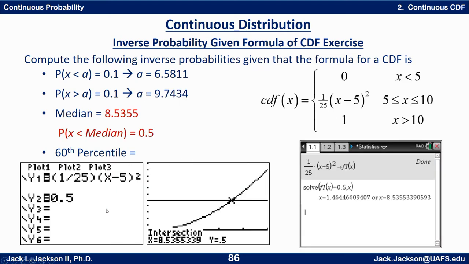Well, it's the same thing. The difference is you just changed this to 0.5. So the median or percentiles are actually inverse probability calculations. And again, how do you do that? You put the CDF formula in Y1, you put the cumulative probability, that is the probability to the left, the less than probability, in Y2, and then you just calculate the intersection. And that will give you at least approximately the value that you need, for in this case the median. So the probability that x is less than the median is 0.5.